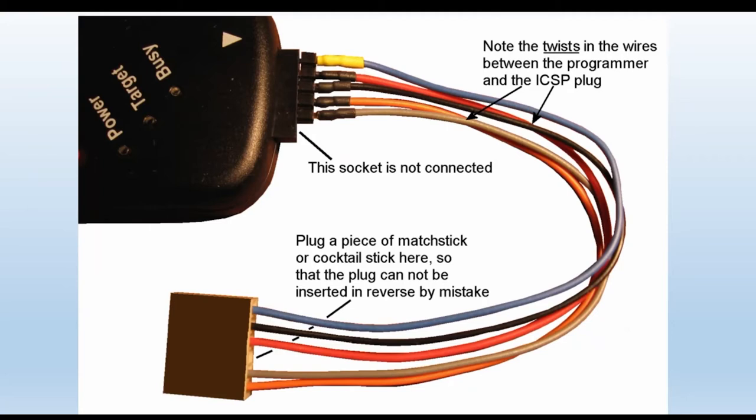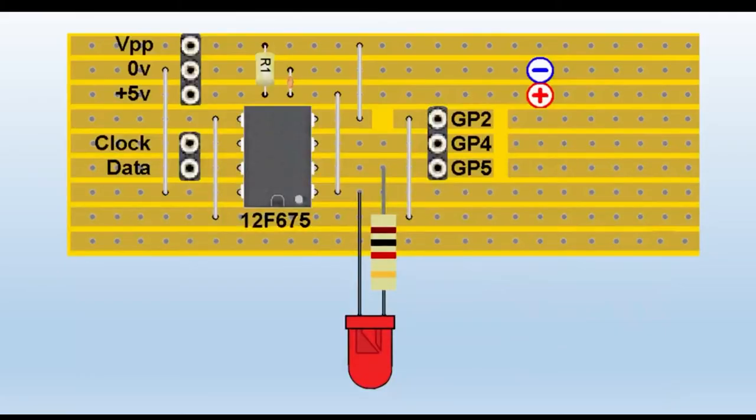Alternatively, you can use some kind of adapter board to do the change round for you. So let's look at a practical example. This is the same board. I'm going to use GP5 output through a resistor and a LED up to the 5 volt supply. I'm going to make that LED flash.